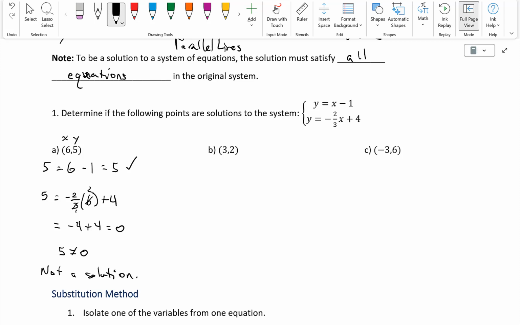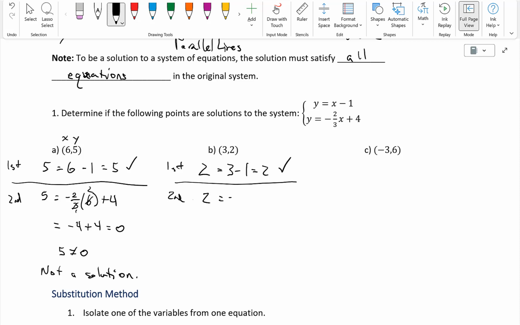For 3, 2. We can plug in our 2 for y equals 3 minus 1, which is 2. So it checks out in the first equation. And the second one, with a little more work here, we could say first equation, second. Maybe I could have labeled that better for you. But this is looking at our first equation again, nice easy computation. And then for our second, we'd have 2 equals negative 2/3 times 3 plus 4. And for that one, if we start simplifying, those 3's will divide out. So I get a negative 2 plus 4 on the right, which is 2. So I have that 2 equals 2 there. It checks out in the second as well. So yes, this is a solution.